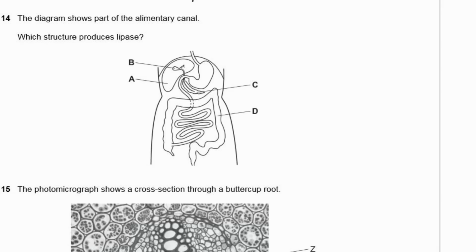Question 14. The diagram shows part of the alimentary canal. Which structure produces lipase? So lipase is the enzyme that breaks down lipids, fats, and oils. Okay. A, that's the liver. That doesn't produce lipase. B, that produces bile, which emulsifies the fats and oils, but it doesn't produce the lipase that breaks down the fats and oils. C, the pancreas. Yes, that produces the lipase. D, the large intestine. No, that doesn't produce any lipase. So the answer here is C.